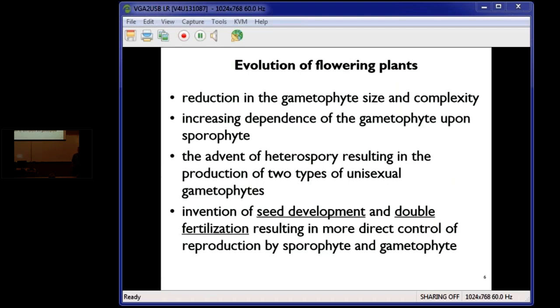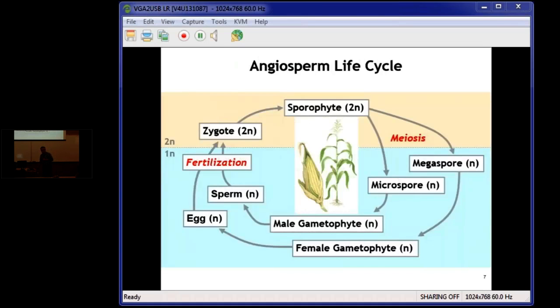So if you look at the evolution of angiosperms or flowering plants, what you see is a set of major changes: reduction in the gametophyte size and complexity, and increasing dependence of the gametophyte on the sporophyte. That is, the haploid gametophyte generation has come under near total control of the diploid sporophyte, which is now the dominant structure in the life cycle. You have the advent of heterospory that results in production of two distinct types of unisexual gametophytes. And more importantly, for the talk that I'm giving today, seed development was invented in flowering plants, and you have a double fertilization process in which, again, more direct control of reproductive processes has been brought under the sporophytic generation.